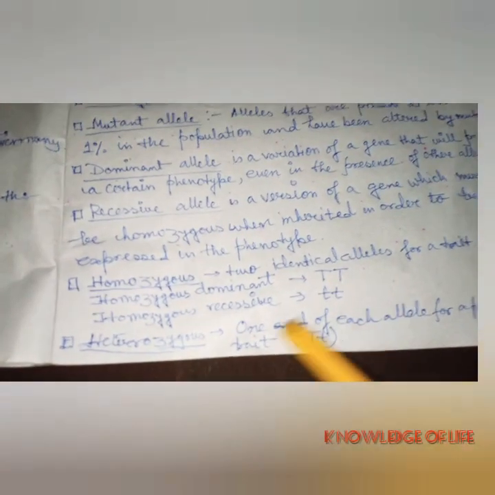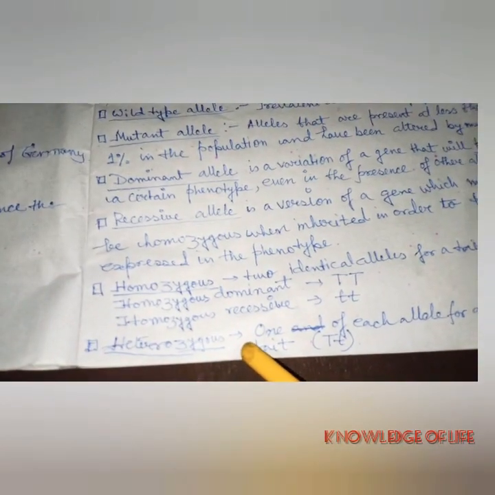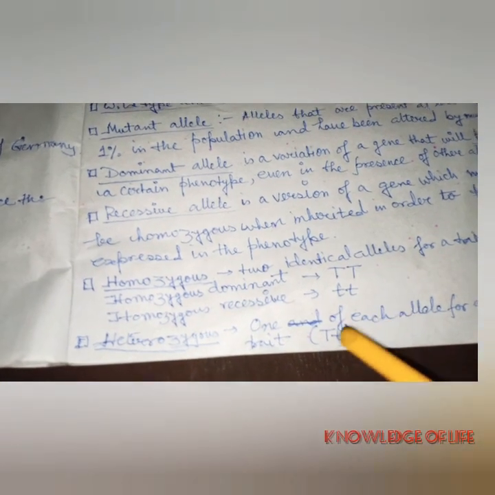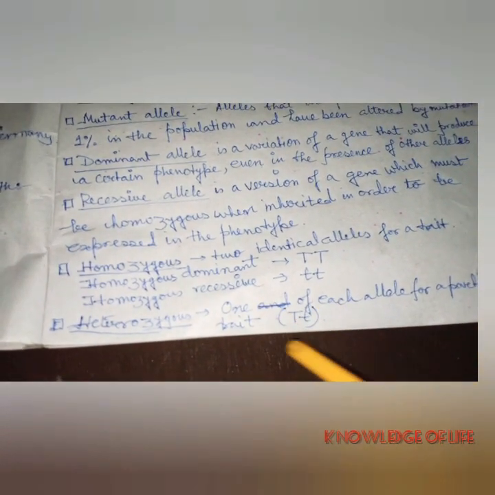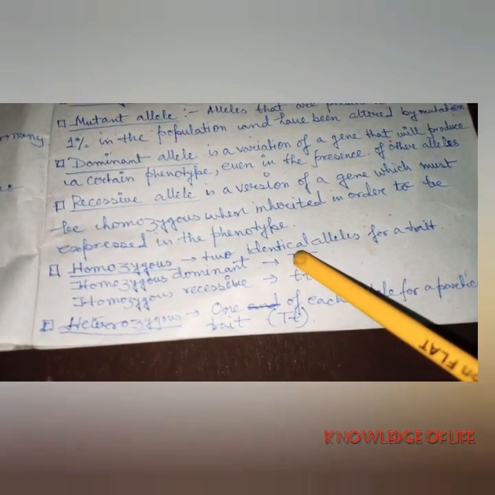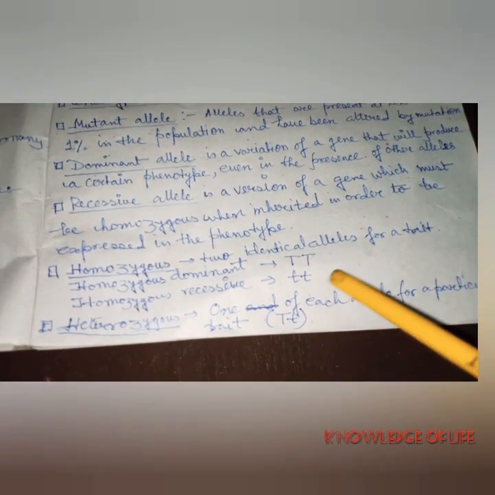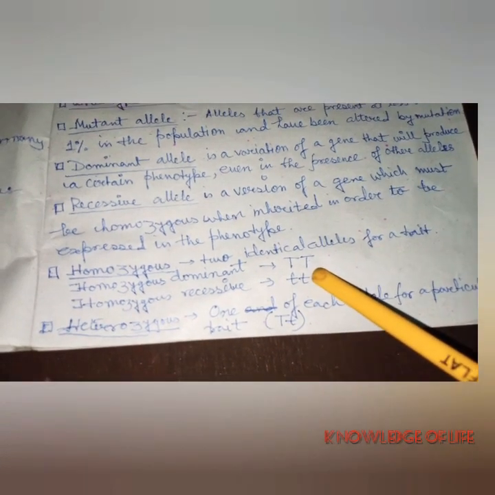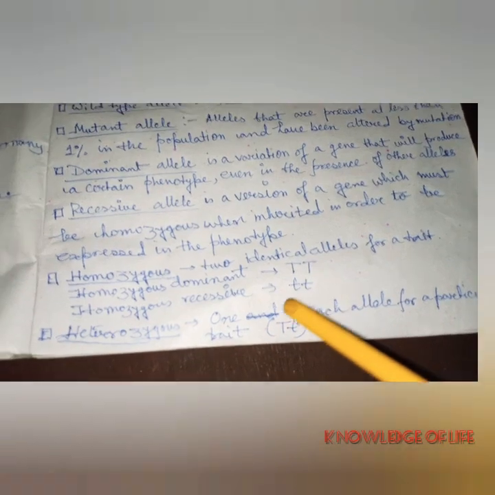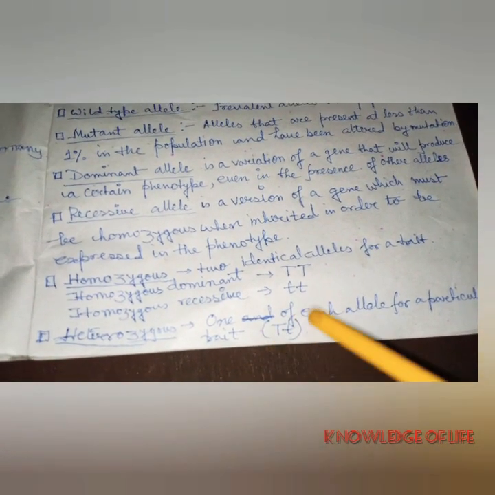And what about heterozygous? A heterozygous genotype possesses one of each allele for a particular trait, which is hybrid. One comes from the homozygous dominant and one comes from the homozygous recessive, making a heterozygous or hybrid.